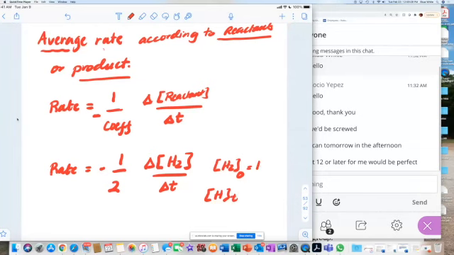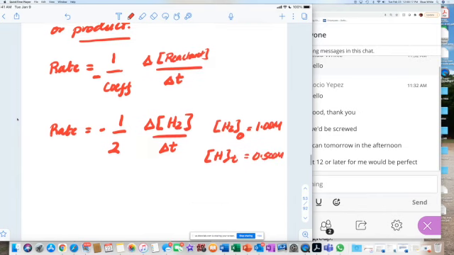So let's say in the beginning you had 1.00 molar. After a certain time you had 0.500 molar. You will have those numbers. Then they'll tell you the beginning time. Say the beginning time was 0 seconds. Usually the beginning time is the beginning, so that's 0 seconds. And then the final time, let's say 10 seconds. Let's keep this easy. I'm just making up these numbers.